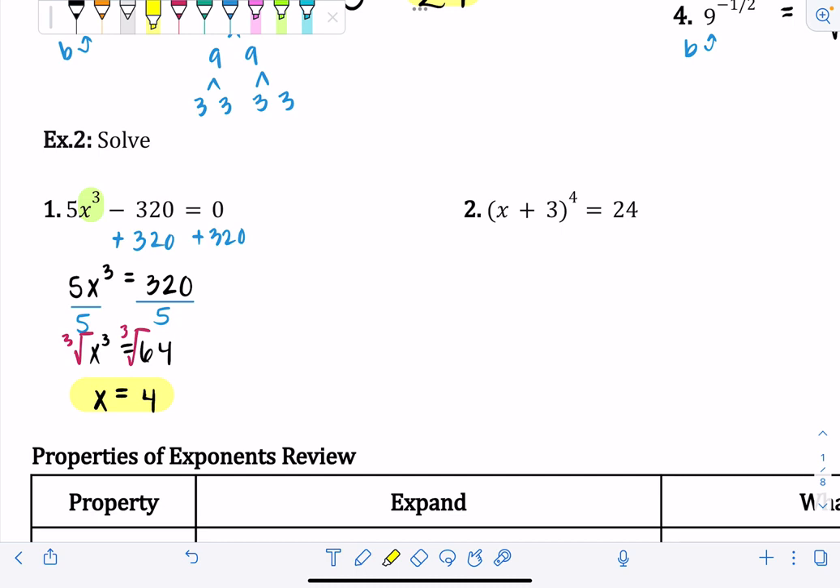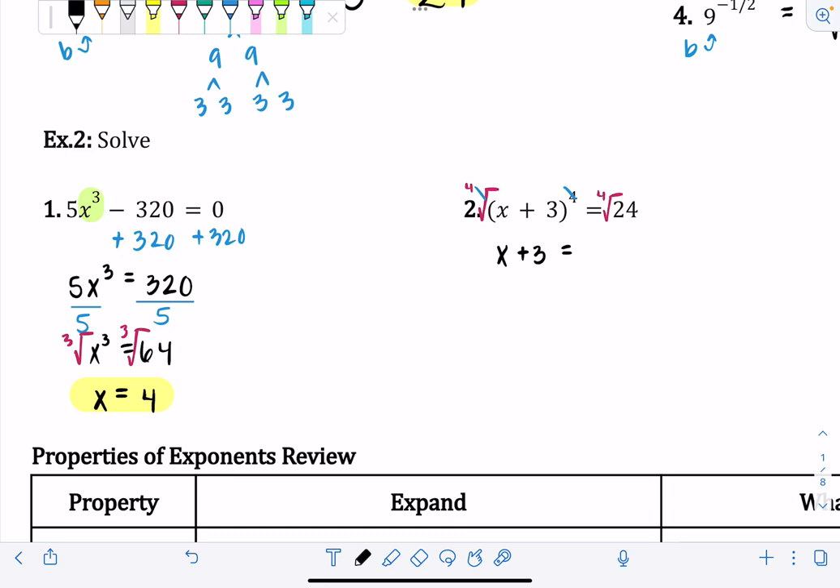Okay, number 2, x plus 3 to the 4th equals 24. The portion that's being raised to the power is already isolated. I can't subtract that 3 out or anything like that because it's in parentheses to the 4th power. So I'm going to just go ahead and 4th root both sides. That cancels out this power right here. It frees up the x plus 3, and then I'm left with the 4th root of 24.